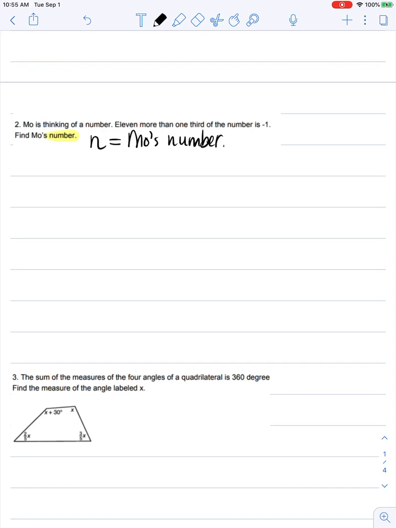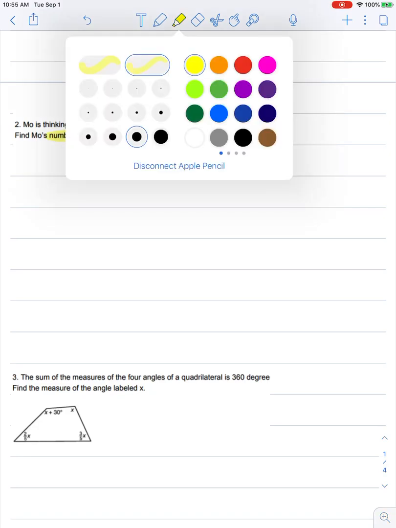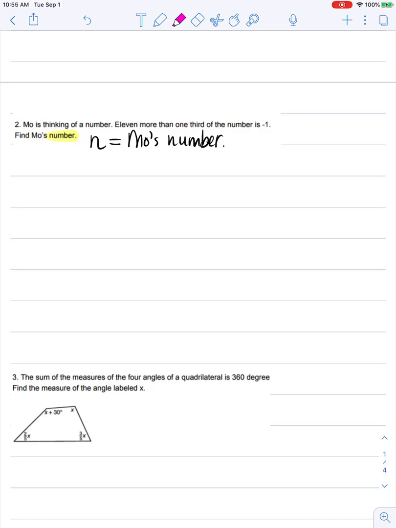Step 2 is write an equation to model the situation. So let's look for keywords and numbers. Mo is thinking of a number, nothing there. 11 more than 1/3 of the number is negative 1. 11 more than means to subtract 11 but flip it. 1/3 of the number, remember we have 2 ways to write that, but I'm going to write it this way. I like things simple and neat. Is signals the equal sign, negative 1. So n divided by 3 minus 11 equals negative 1.